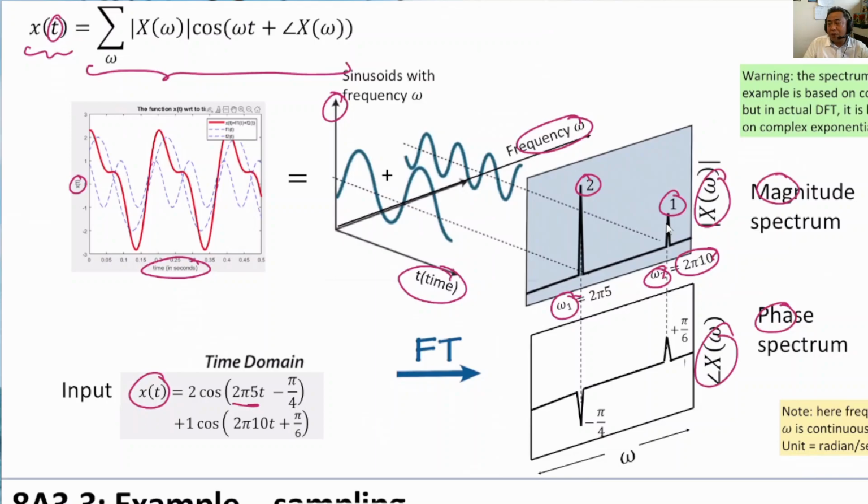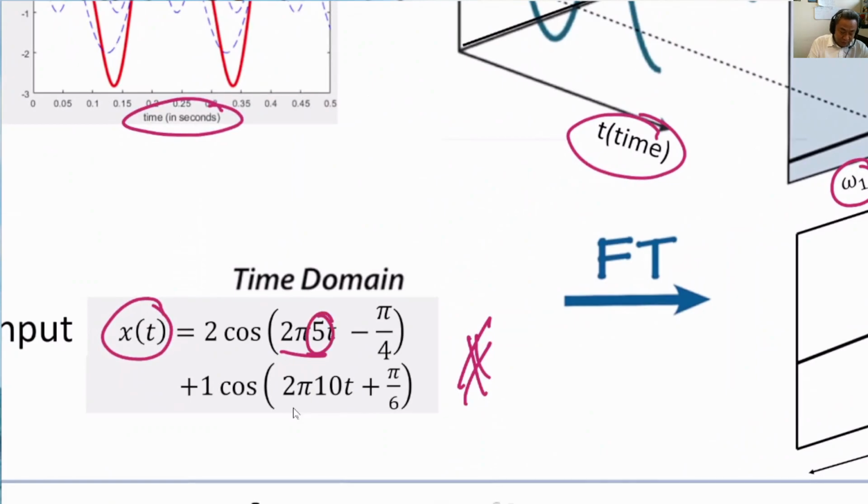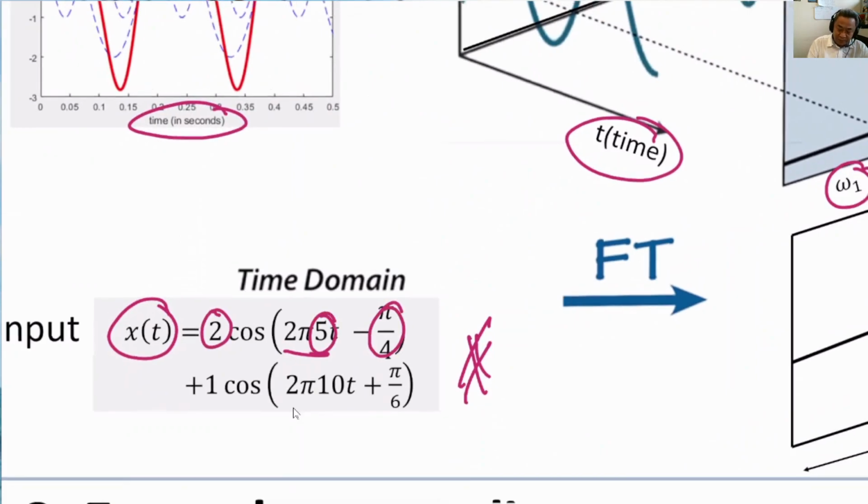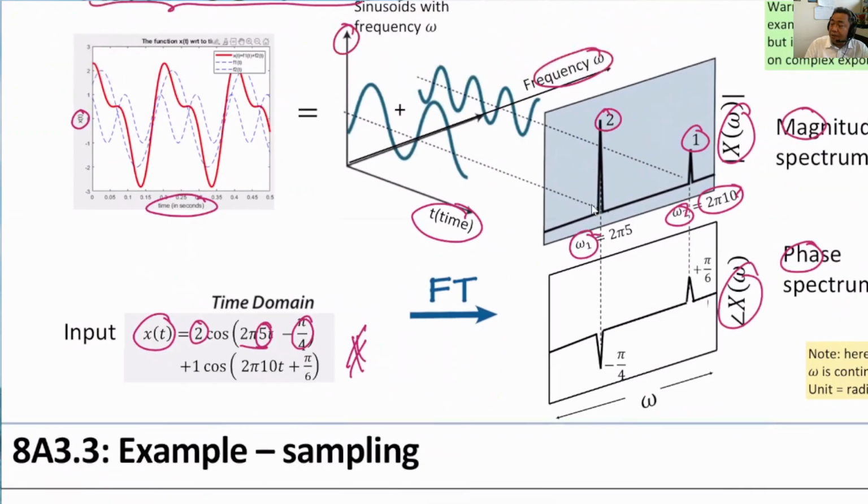But as you know, amplitude alone is not enough. We need the phase as well, because look, in the equation describing x of t, we have 2 cosine 2 pi 5 t minus pi over 4. So we need the frequency, we need the amplitude, and we need the phase. At this point, we have the frequency, the magnitude, as well as the phase, which is minus pi over 4 for omega equals 2 pi 5. And for omega equals 2 pi 10, the amplitude is 1, and the phase is plus pi over 6.